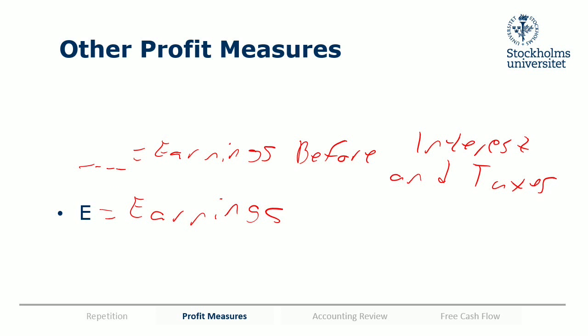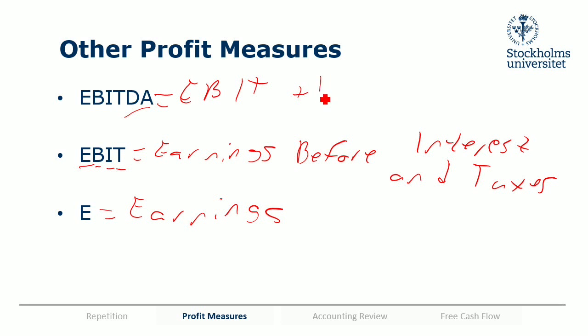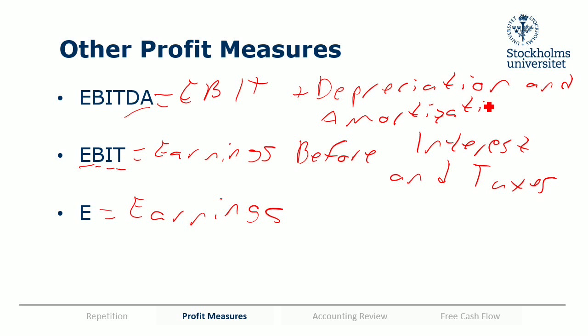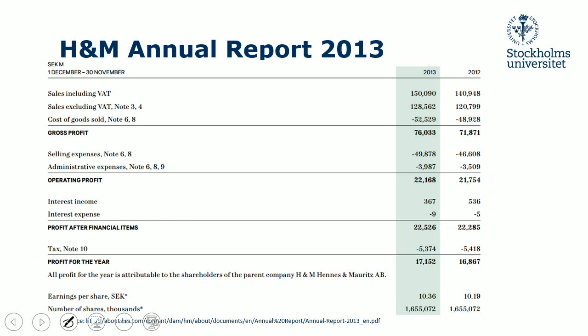And we're also going to use EBITDA, and then this would be the same, so it's earnings before interest and taxes. So it's EBIT plus then the D and the A, which stands for depreciation and amortization. So basically this is like different places in the annual report where you would find this.